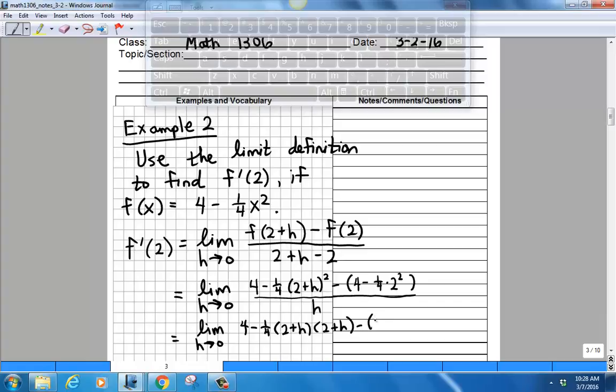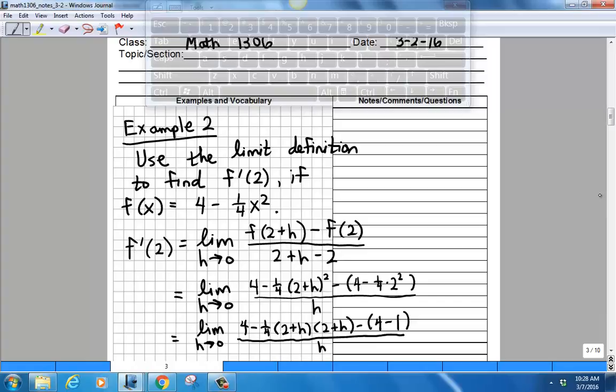So that's going to be minus what? 4, and then let's see, how much is 2 squared? 4, but you're multiplying times 1/4, so you'll get what? 1, right, yeah, okay. So you have 1/4 times 4, but 1/4 times 4, that's easy. That's just 1. So you have 4 minus 1 here, okay. All of that divided by h.